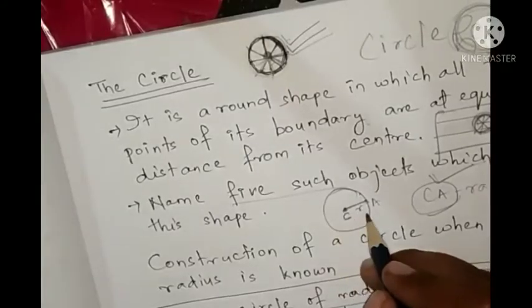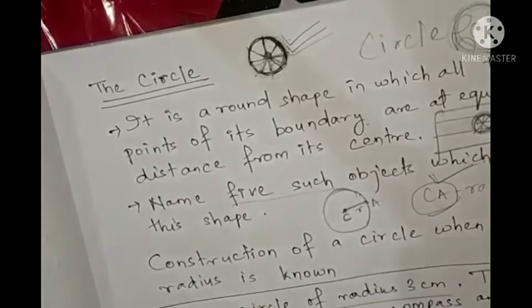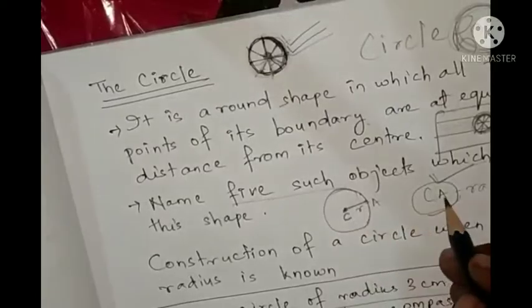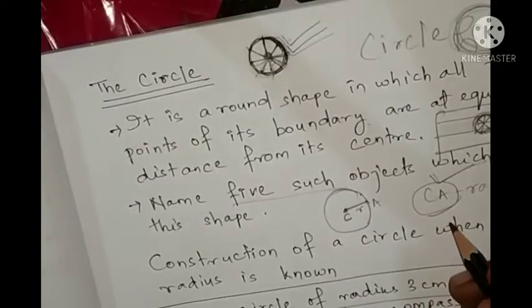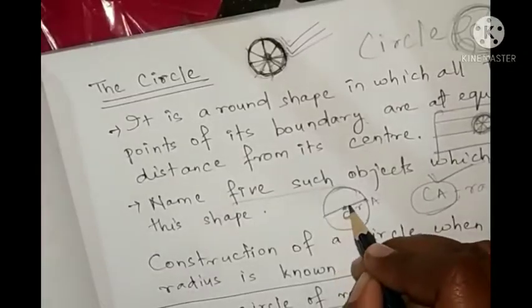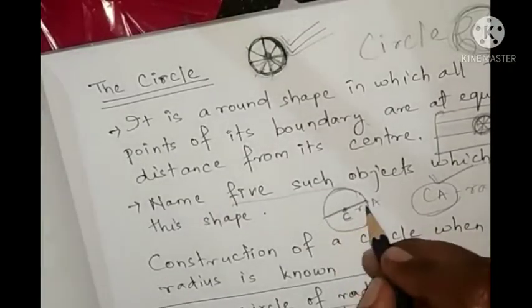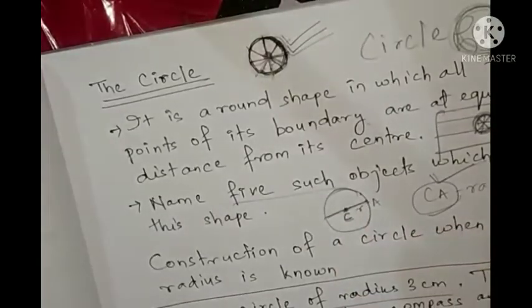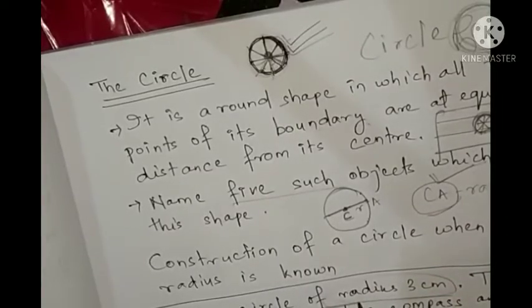And we have studied about the circle in geometry, and about the portions of a circle: we have the center, then the radius, and if two radii are joined, that is the diameter. All those things. So let's see how we can draw a circle using the radius.